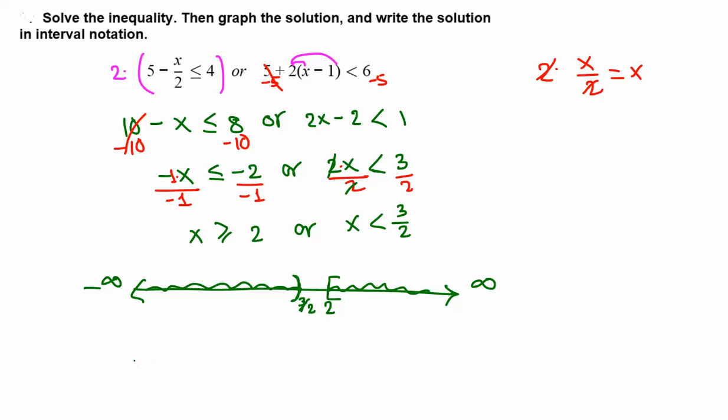And the solution in interval notation, we can write in this way. Negative infinity through 3 halves. Okay, this one. And 2 to infinity, and 2 is included, so I should write a bracket. Okay, final.